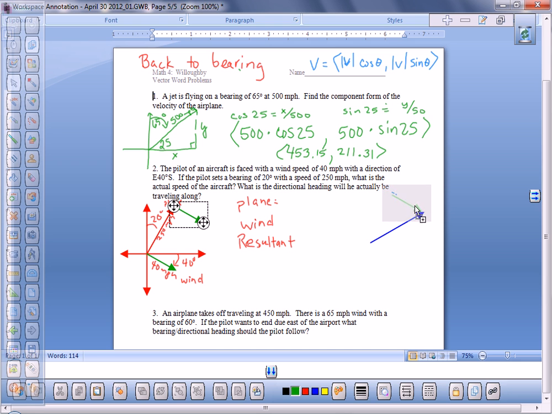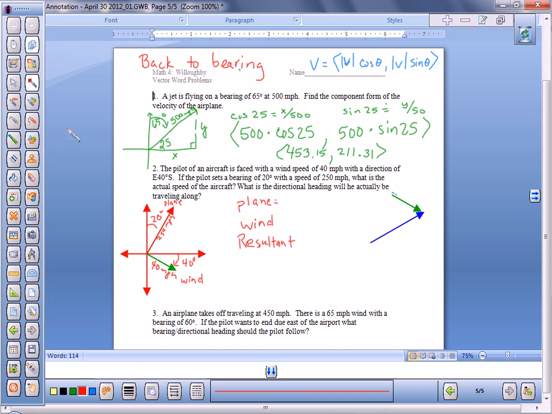So here we go. We're going to drop it down, and you should see that it's going to be the 250 times the cosine of, well, if this is 20, what's this angle inside here? 70. And then the 250 times the sine of 70. So that gives us a vector.